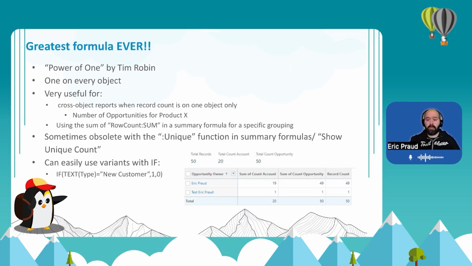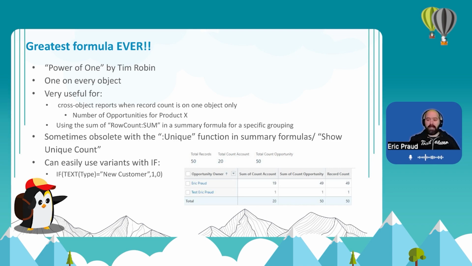First, let's talk about the greatest formula ever, the power of one. It was made popular by Tim Robbins. It is a very simple number formula field that only consists of typing the number 1 in the formula box. That's it. I recommend having 1 on every object. This formula will help you with reports, mostly cross-object reports, when the record count is not on the object you need. For example, the number of opportunities that use a specific product when running an opportunity with products report.